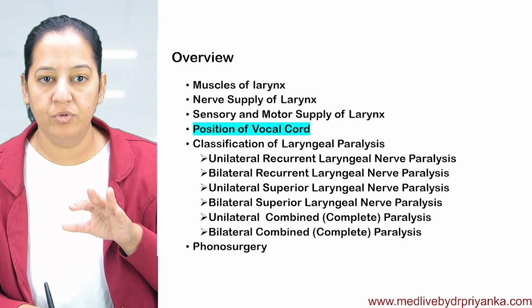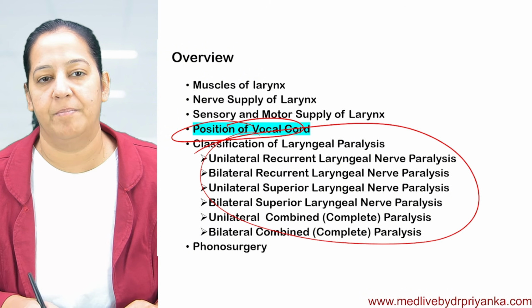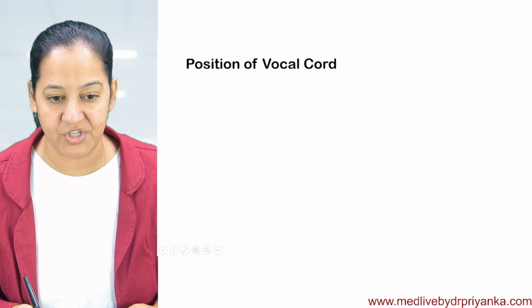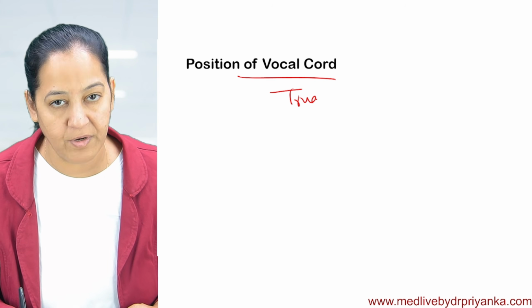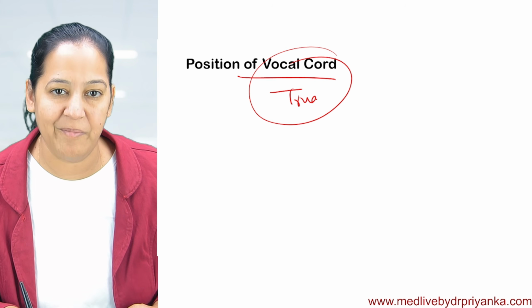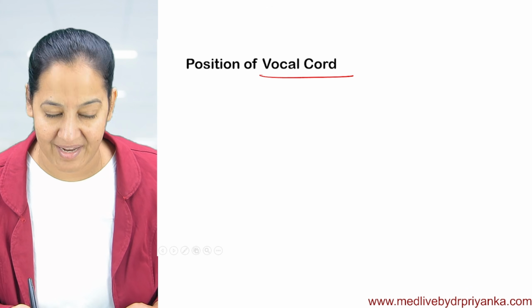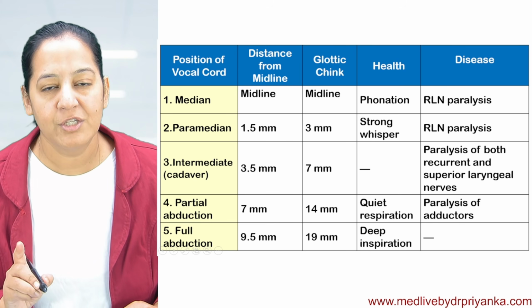Now let me tell you how many types of positions of the vocal cords there are. Before I start the various types of laryngeal paralysis, let me tell you the positions of the vocal cord. I'm talking about the true vocal cord. If I'm saying vocal cord only, by default it means true vocal cord. I'm not talking about the false vocal cord. It's the true vocal cord which is responsible for phonation. I guess you know the difference between true and false vocal cord. I taught you very well in anatomy. So how many types of positions?